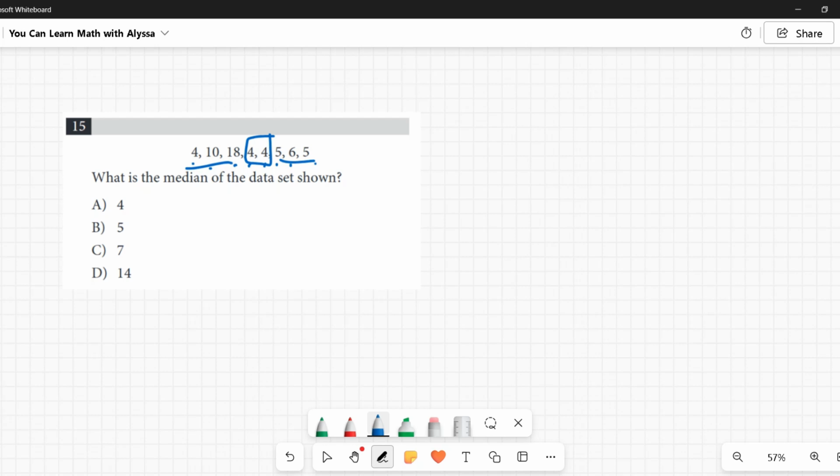4 plus 4, I average those together. 4 plus 4 is 8, divided by 2. 4 is my median. Yay! Oh no, you got it wrong. I am so sorry. We have to put them in order from smallest to greatest.